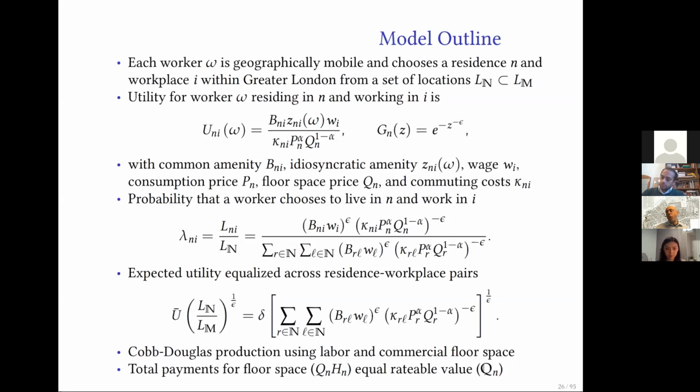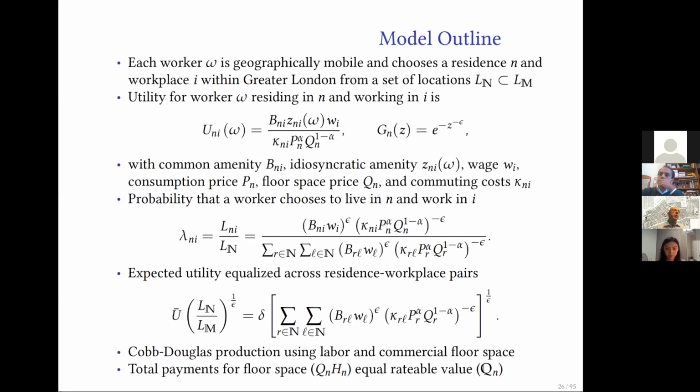So how's the model going to work? It's going to be very, very simple. We're going to think about every worker in London choosing where to live. So workers are labeled here by omega, and they're geographically mobile. And what these workers do is they choose a place to live, a residence, N, and they choose a place to work, a workplace, I, out of some set of locations, which are our boroughs in the Greater London area.